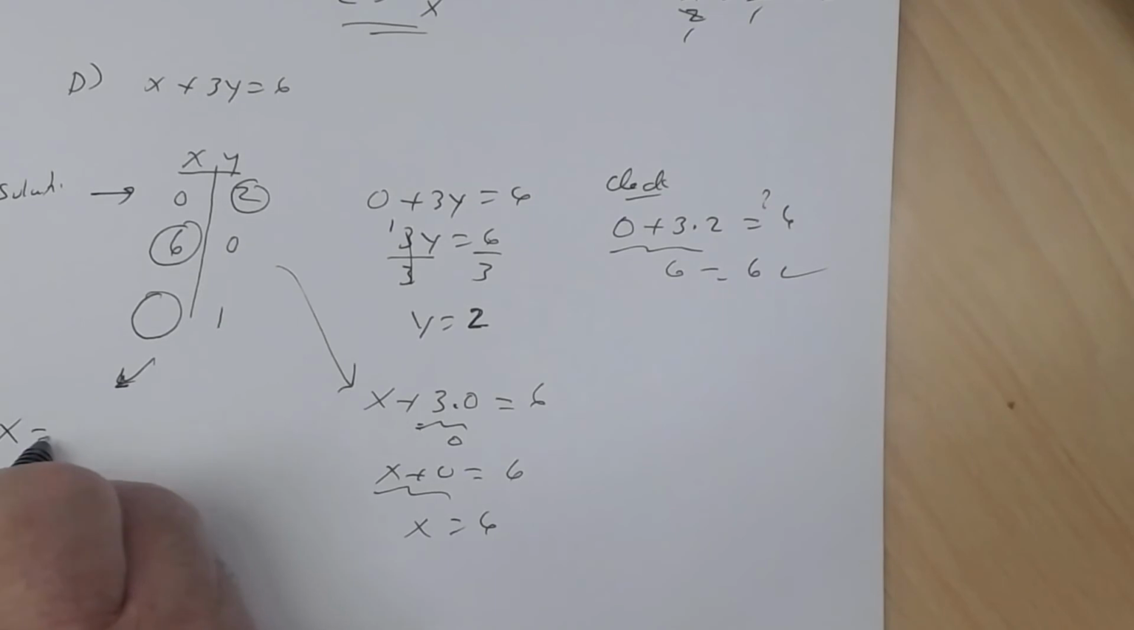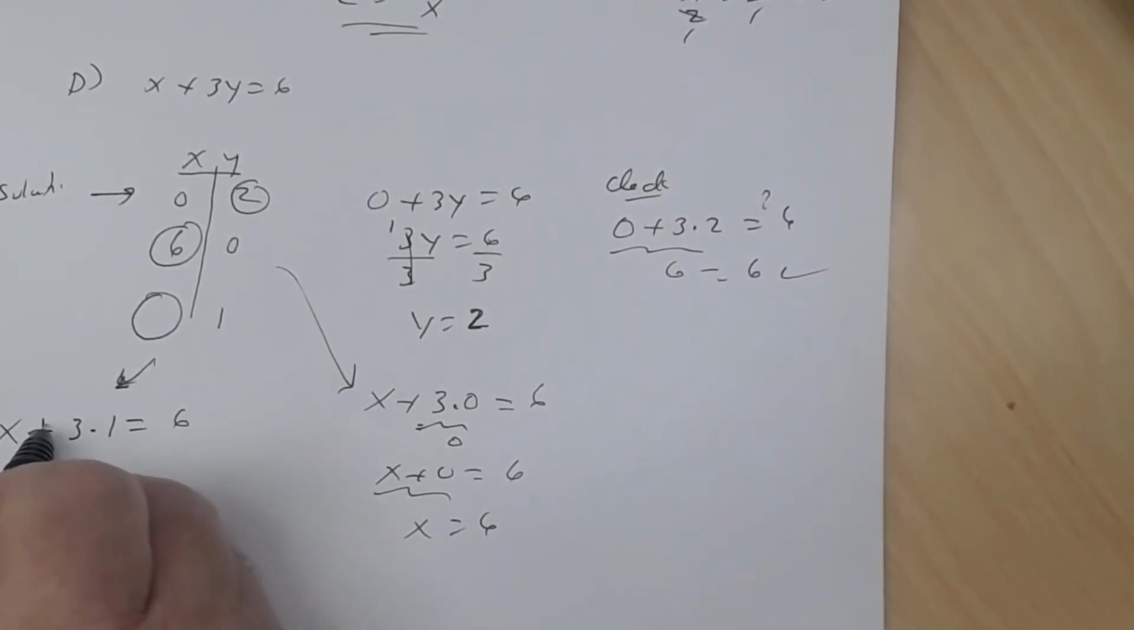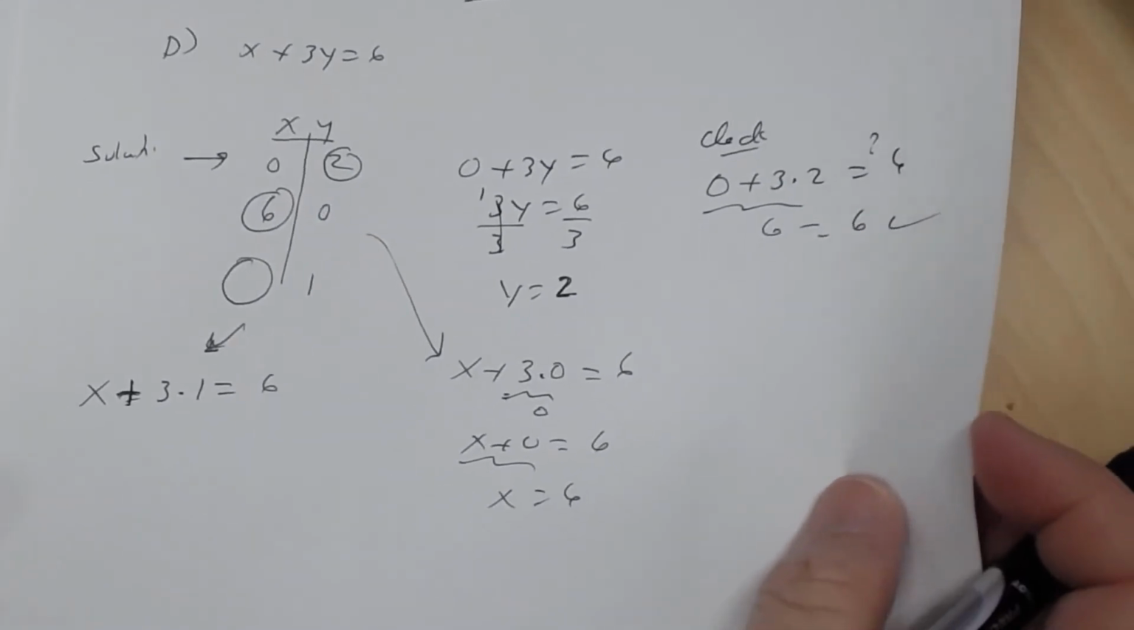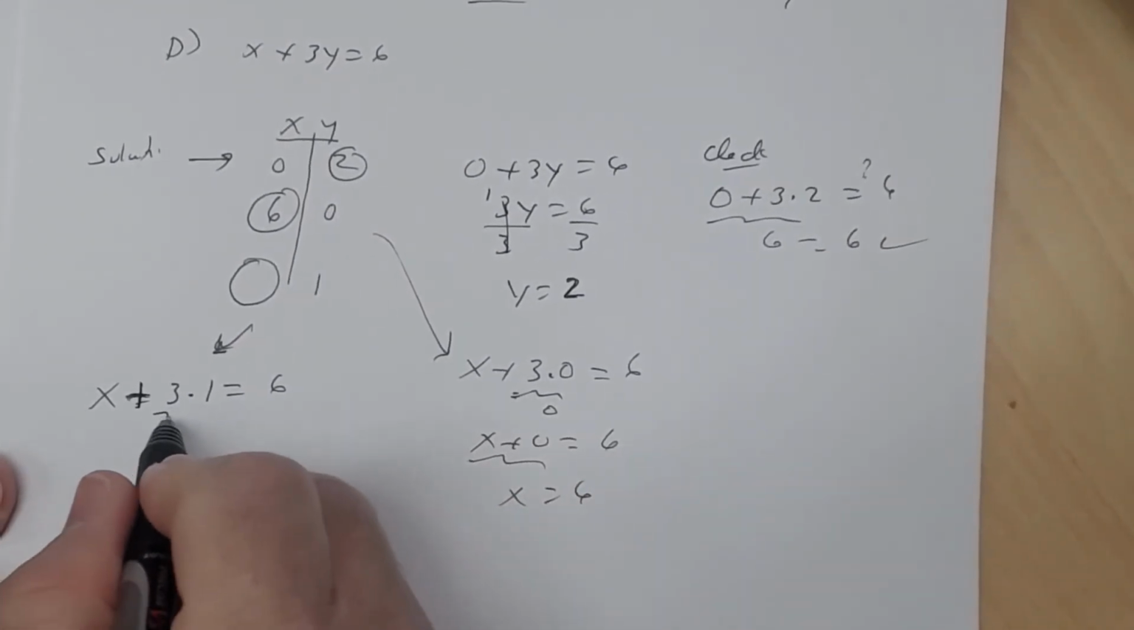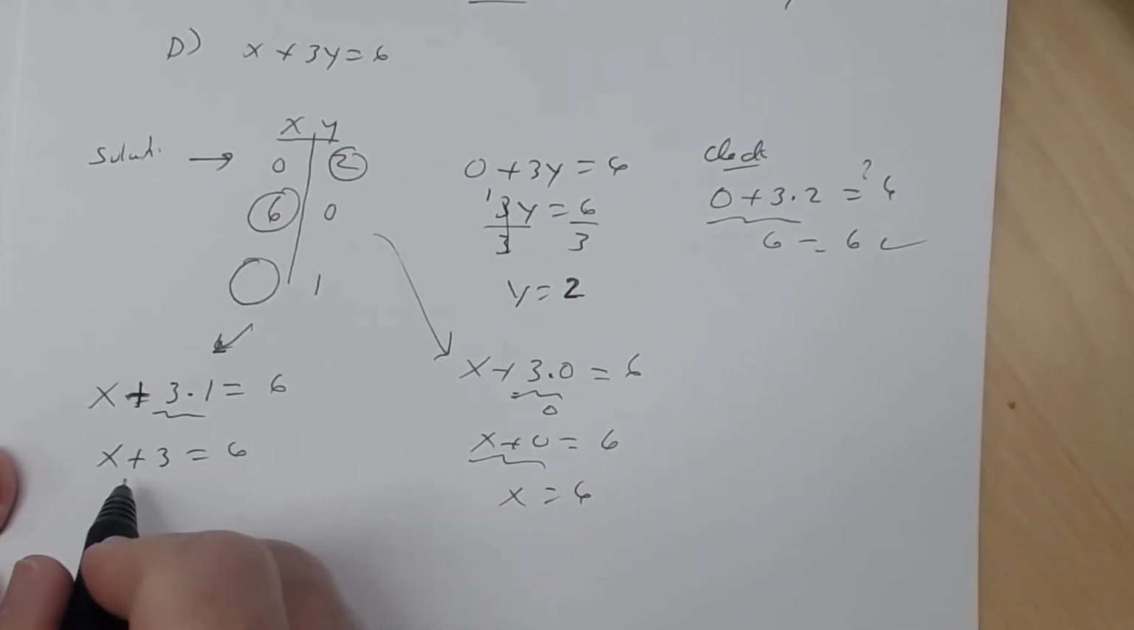So I get x plus 3 times 1 equals 6. Oops, that's a plus right here. X plus 3 plus 1 equals 6. And then 3 times 1 is 3, so I get x plus 3 equals 6. And then you get the variable x by itself.